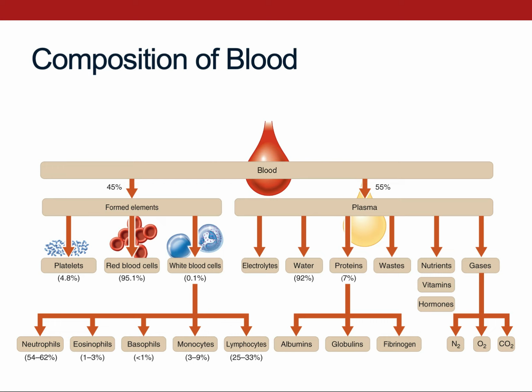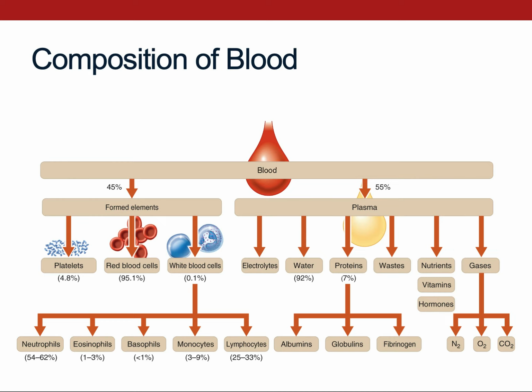This is the composition of blood. So the exact numbers are not necessarily important, but what is important is to remember that plasma, or the liquid part, makes up a little bit more than half of your blood by volume. It's about 55%. The formed elements, or cells and cell fragments, make up a little less than half, about 45%. Of those formed elements, about 95% or even more, sometimes listed up to 99%, are red blood cells, normally.